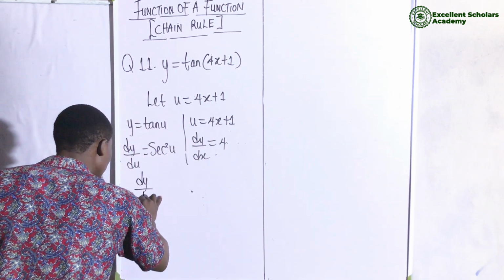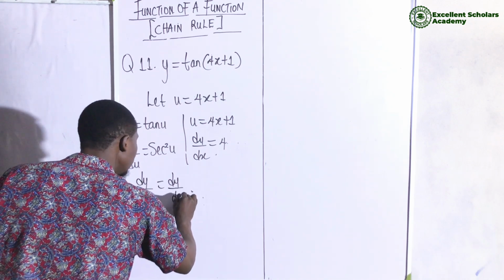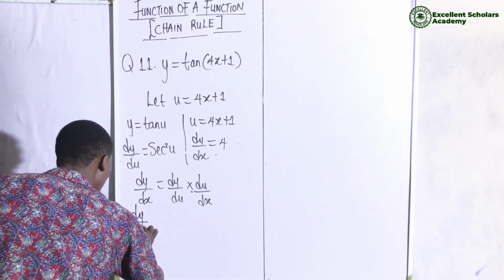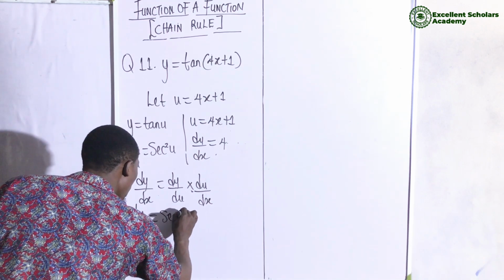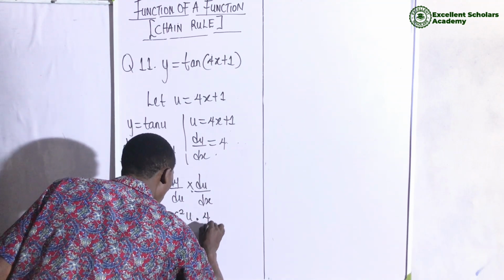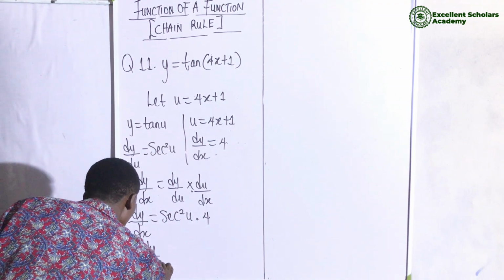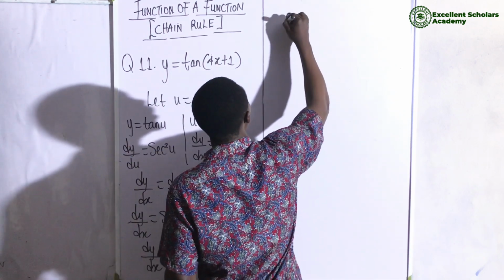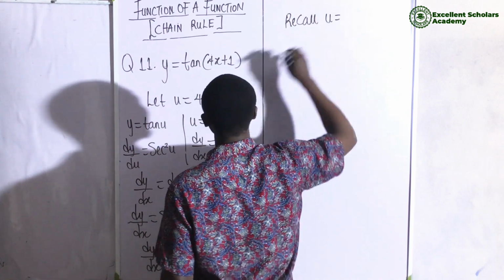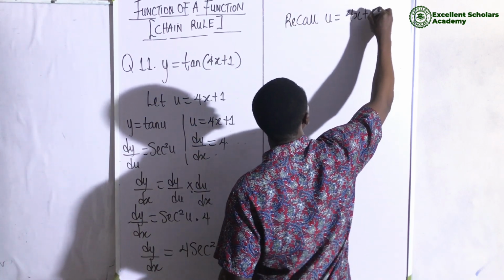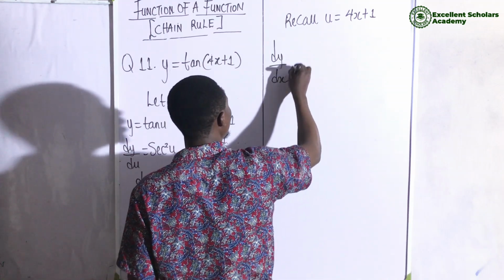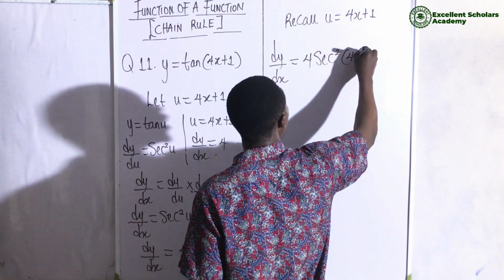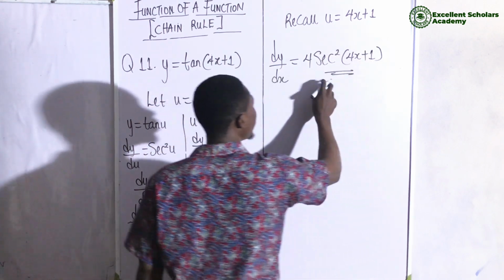Now dy/dx is going to be equal to dy/du times du/dx. So dy/dx is going to be equal to sec squared u times 4. So dy/dx is going to be equal to 4 sec squared u. So now recall that u is going to be equal to 4x plus 1. So finally our dy/dx is going to be equal to 4 sec squared(4x plus 1). And that will be our answer.